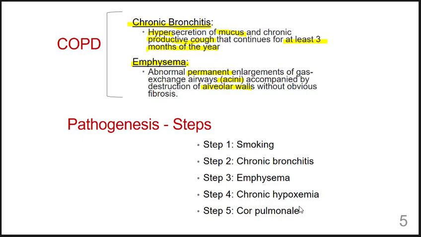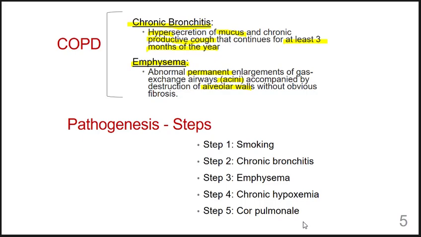Step 4 is chronic hypoxemia. Remember that hypo is low, ox is referring to oxygen, and emia is the blood. So this is a chronic state of low oxygen within the blood. And we know all too well now how this is going to impact cells in the body.